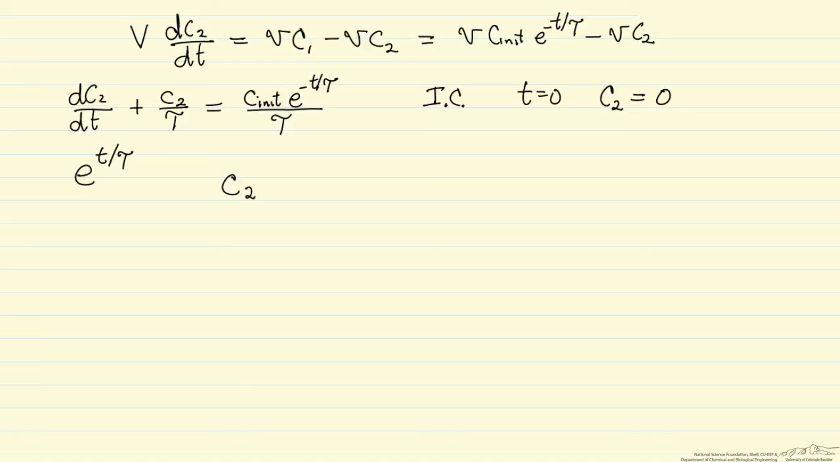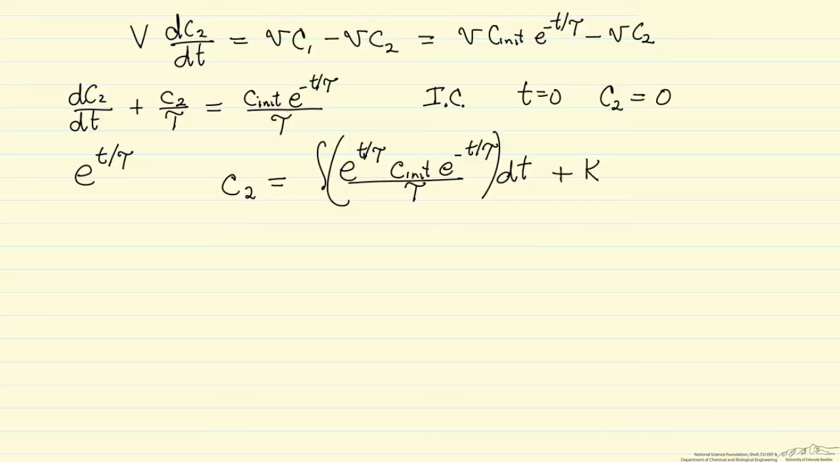And then we know from differential equation solutions, we can write the concentration C2 as this integrating factor times the right side of the equation, integrating with respect to dt, and then there's going to be an integration constant, and it's going to be divided by our integrating factor. We can solve for C2. I'm going to bring the term in the denominator, and I do the integration, you notice I have e to the plus t over tau times e to the minus t over tau.